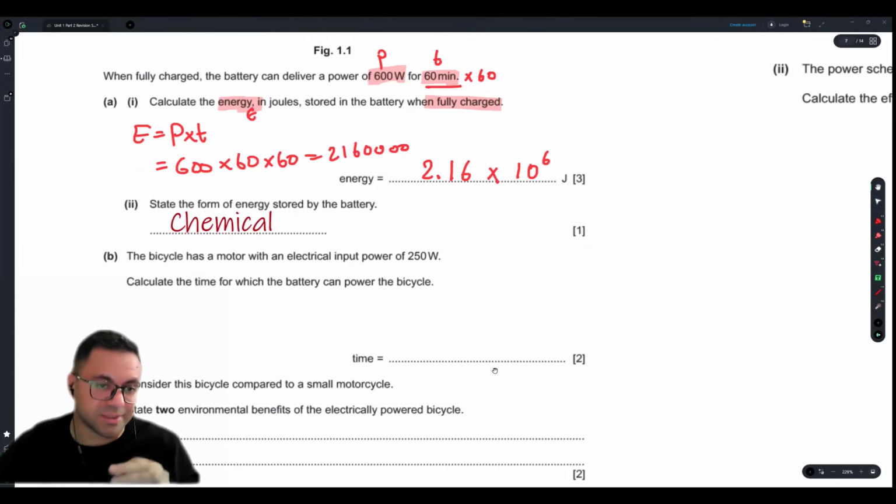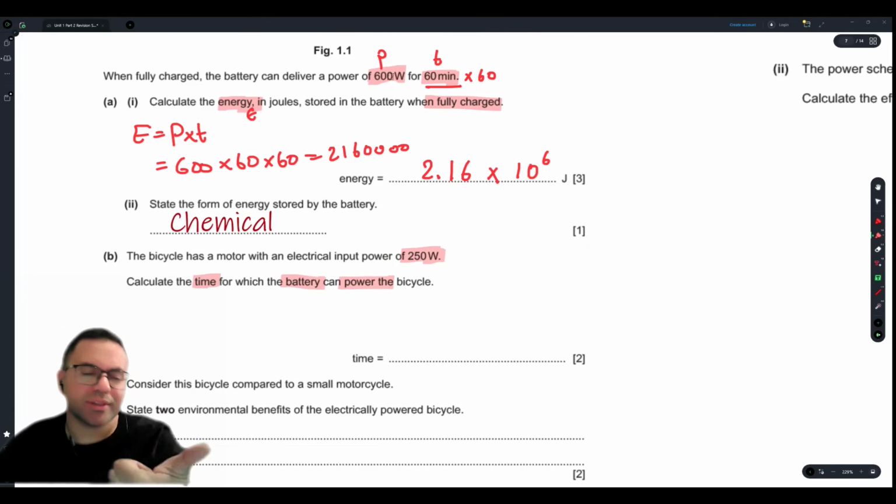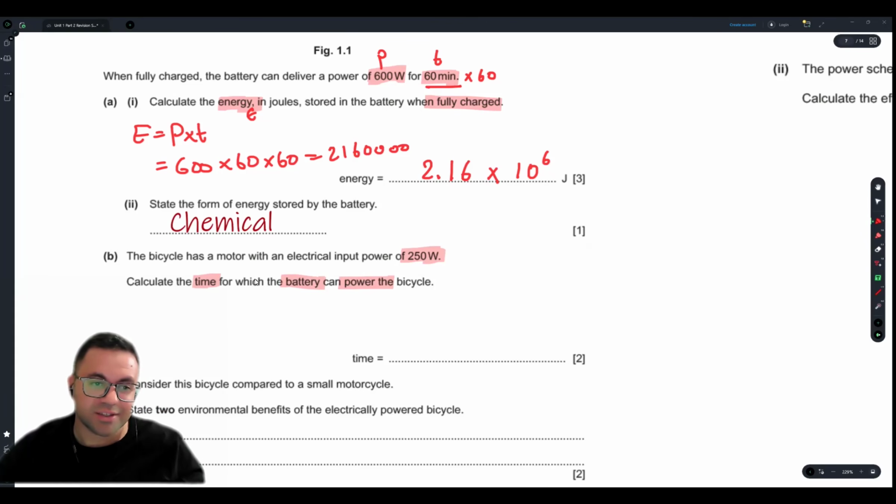The bicycle has a motor with an electrical power input of 250 watts. Calculate the time for which the battery can power the bicycle. So now we have stored the energy in the battery. That's the charger. So the charger has a 600 watt charger. It's amazing. The motor, however, has a power of 250 watts. How long will the motor last?